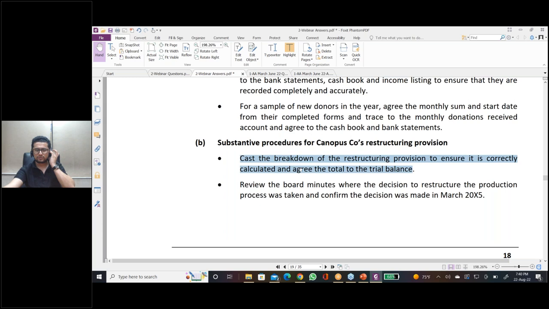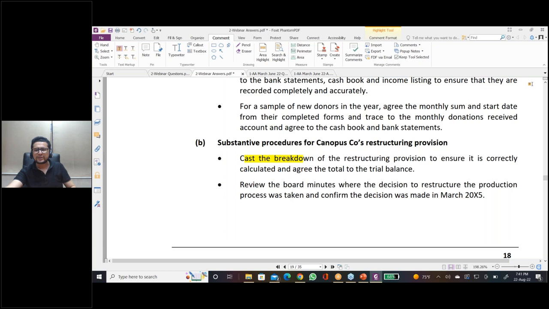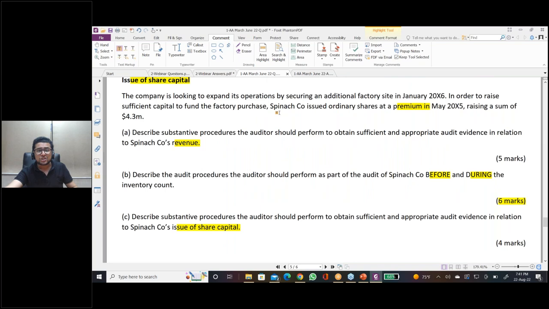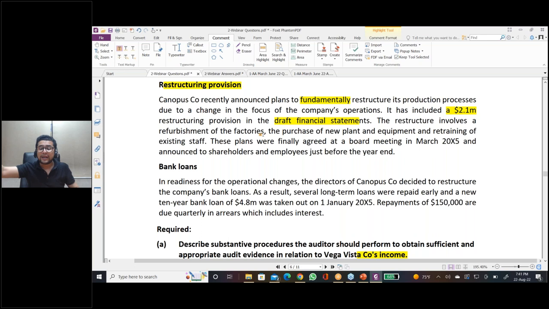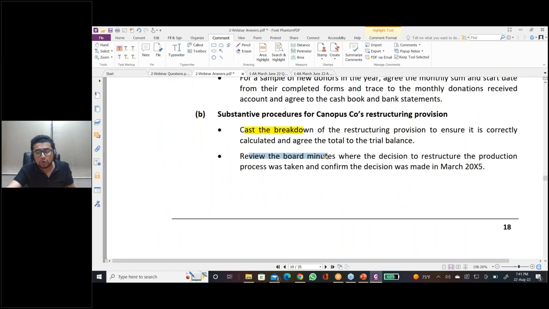Please read this first procedure. Are you clear with respect to the first procedure? Now, considering it's about the provision, there has to be some kind of discussion within the board. So I need to review the board minutes of the meetings in order to figure out when they formally agreed upon it and when they formally announced it. Review the board minutes to understand when the decision to restructure the production process was taken and confirm the decision was made actually during the year.